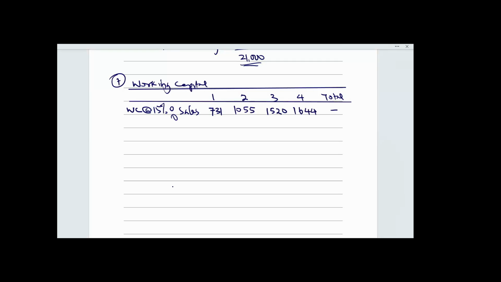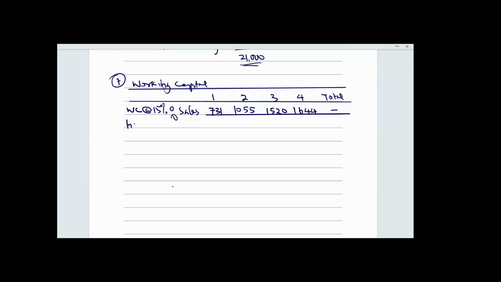So this simply means that the highest working capital is 1644. You can see that working capital has increased from year 1 to year 4, from 731 to 1644. Because working capital has increased, you need to determine incremental working capital.